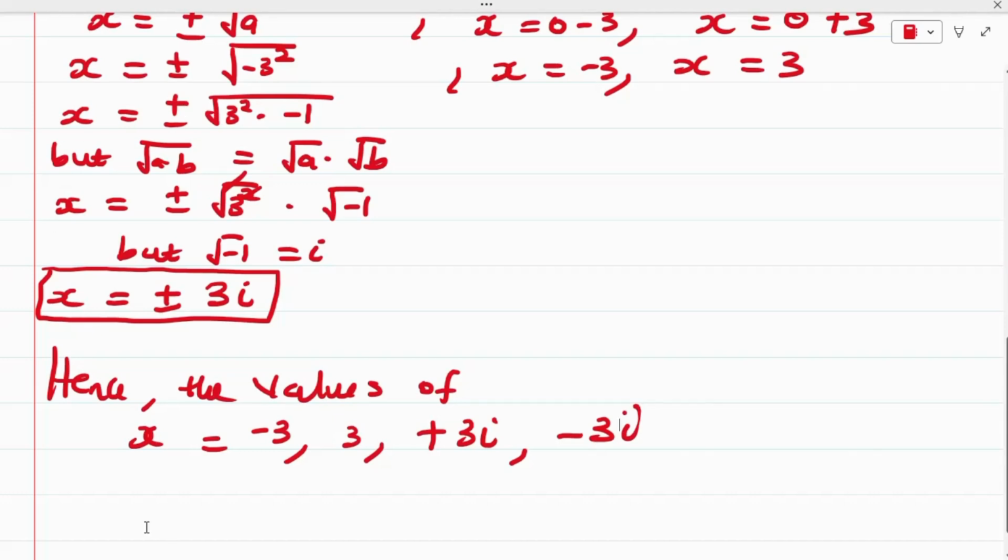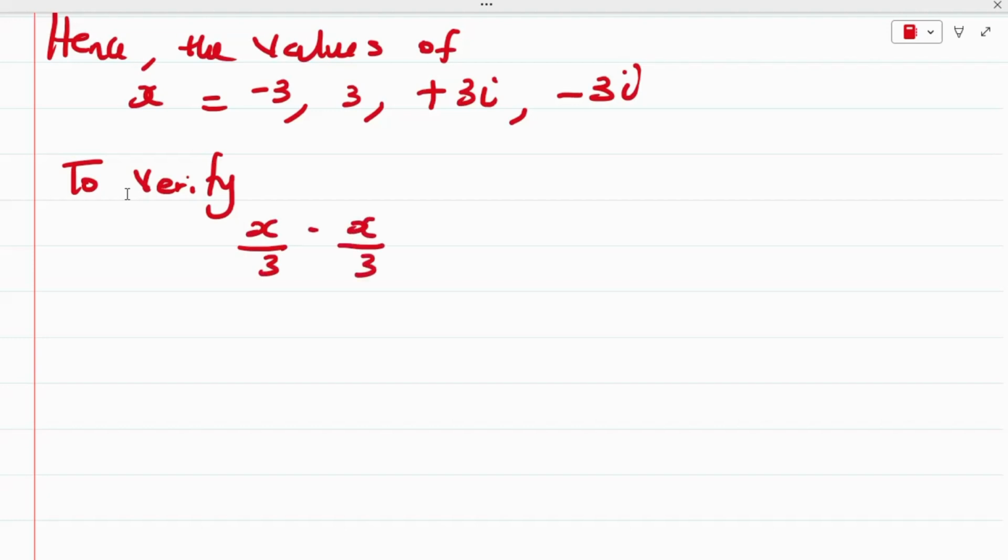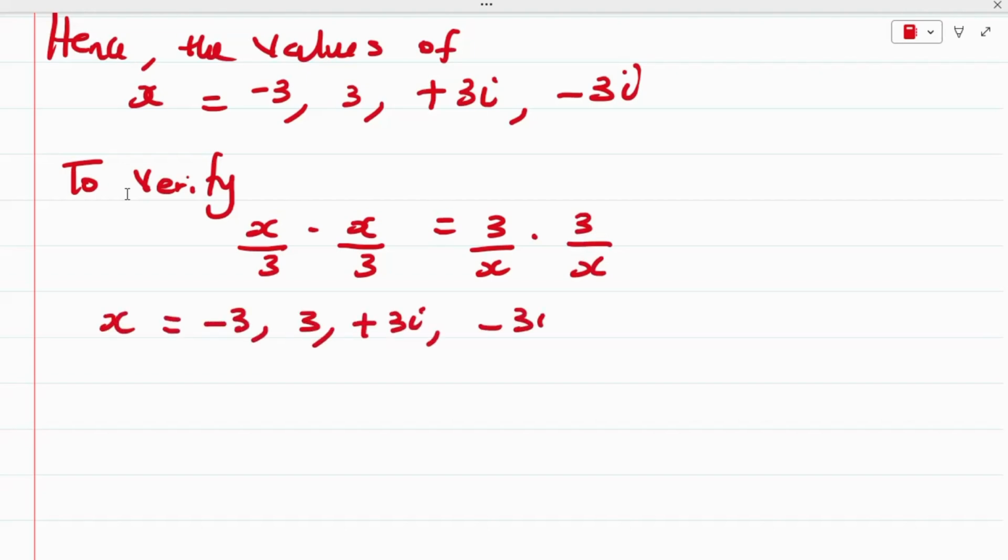So the next thing, guys, you want to do is to simply verify to show that all the values of x are actually correct. To verify, we have the equation given as x over 3 multiplied by x over 3 is equal to 3 over x multiplied by 3 over x, and the values of x are minus 3, 3, plus 3i and minus 3i.